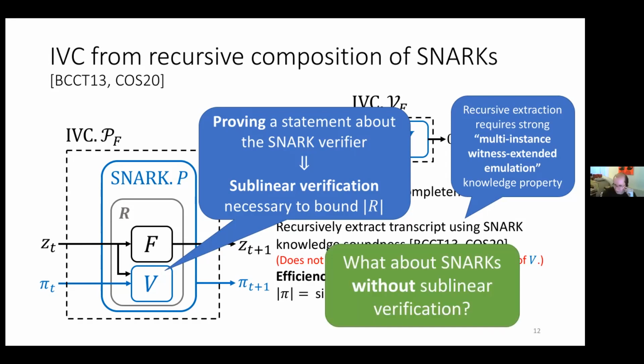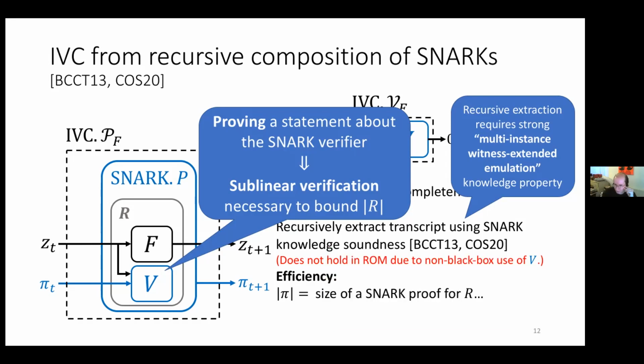Can you just go into a bit more detail about that? Does not hold in the random oracle model? Oh, right, because basically you are instantiating the SNARK verifier as a circuit, and you're putting it inside this R. So at that point, there's no oracles anywhere, right? So you can't have. Oh, yeah, of course, it's obvious. Right. Yeah.